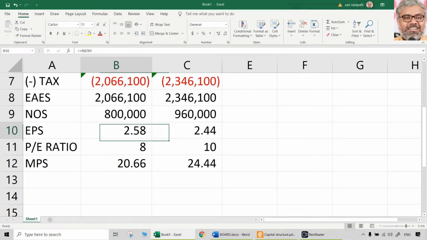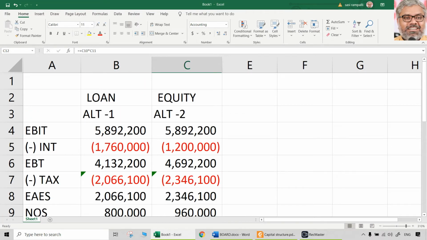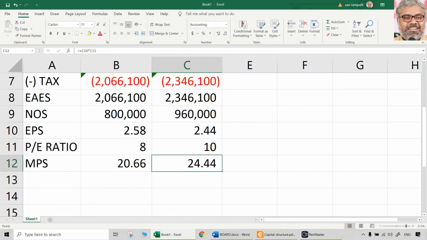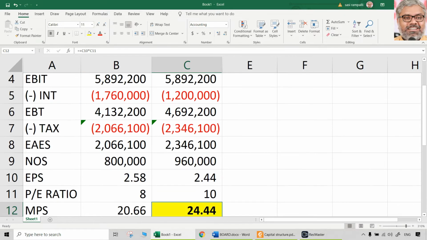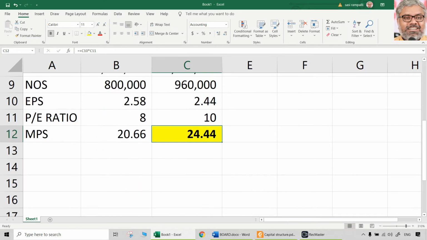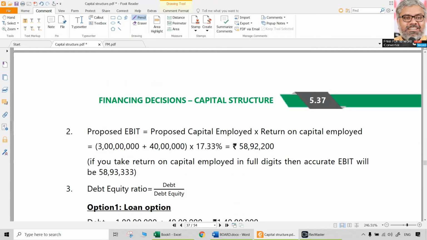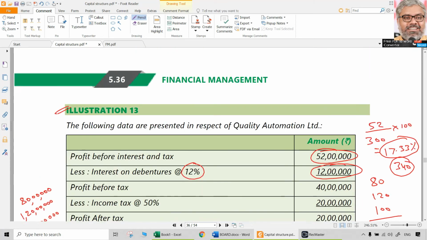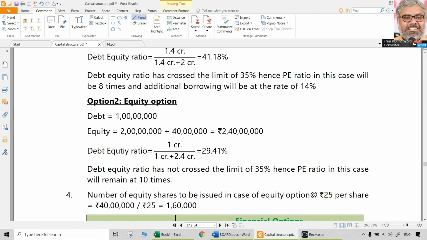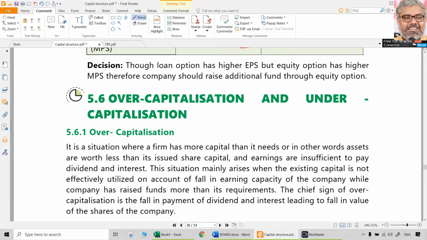Of course, if you observe, EPS is more in option 1, but market price per share is more in option 2. So which has to be looked at? Market price per share. So final target of any company, objective of the financial management is maximization of wealth, which is nothing but market capitalization, which can be only maximized with more market price per share. So obviously this will be 24.44, better market price per share. That's all. That is the illustration given in the ICA material, illustration number 13. These are some of the numerical questions related to EBIT, EPS analysis.